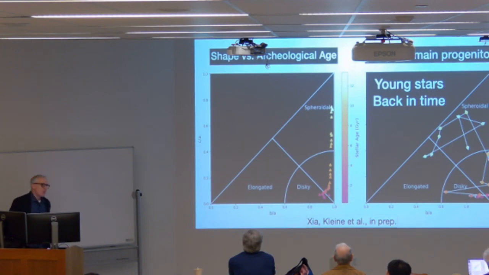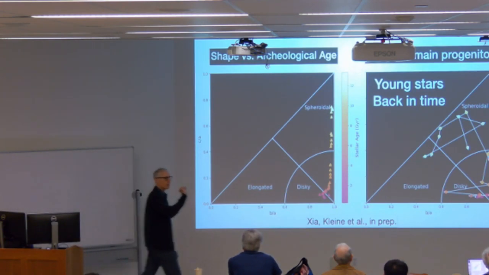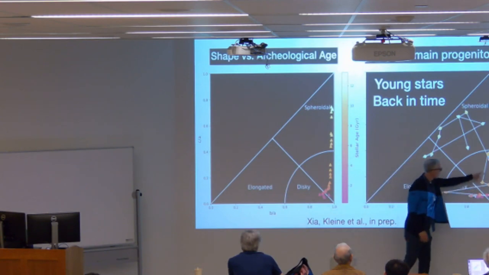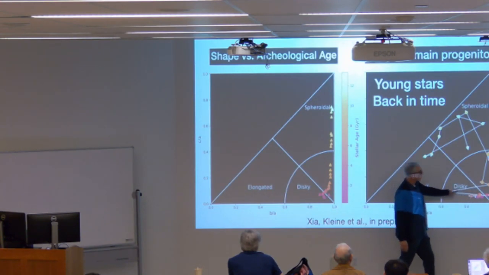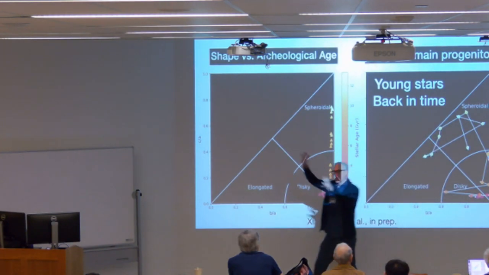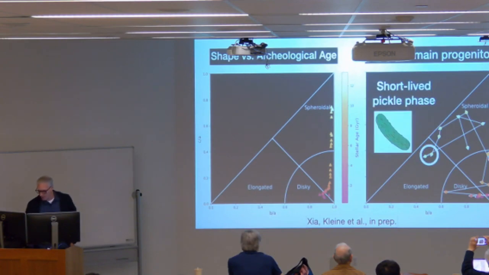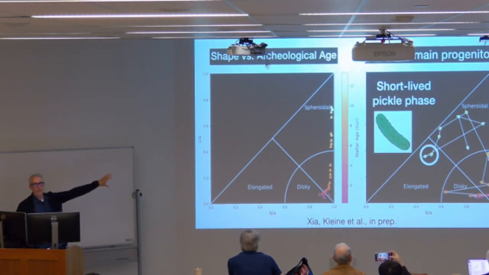On the right is if you go back in time. So now, what were these stars doing when they were forming back in time? And you see, you don't have to go back very far, 4 billion years, and then you start getting things that are moving around. They're not as round, and then things go crazy. Back here, you're actually having spheroids. And then you even have this very short-lived little pickle phase down here where you get this kind of elongated structure.